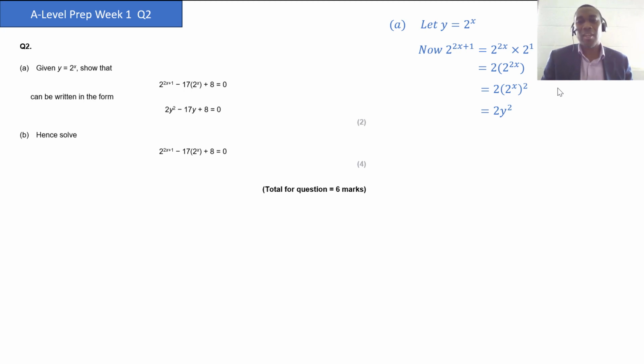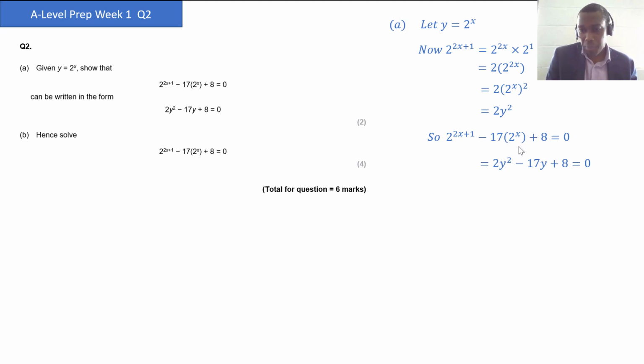Hopefully that makes sense. And from there, if y is 2 to the power x, then we can write it as 2y squared. And if that's 2y squared, now we can go to that whole equation. We can see we've just changed the 2 to the power 2x plus 1 to 2y squared. So we have that there. And then take away 17 times 2 to the power x. Well, 2 to the power x is y. So I have take away 17y plus 8. And that is how we show that the original equation in terms of x can be written in terms of y using that substitution.